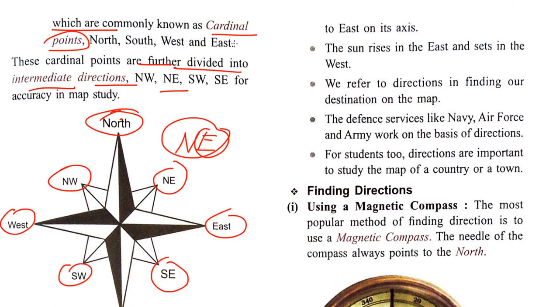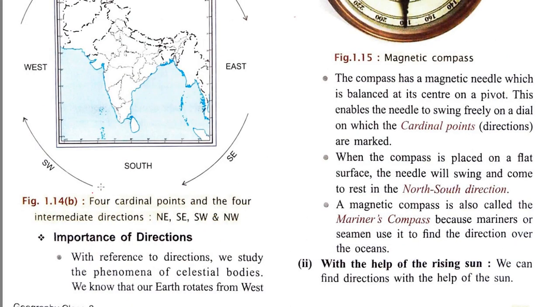So what is the importance of directions? In this map you can see north, south, east, west, and these are southwest, southeast. In that way we can easily know that if I want to go towards Rajasthan, in which direction will we go?